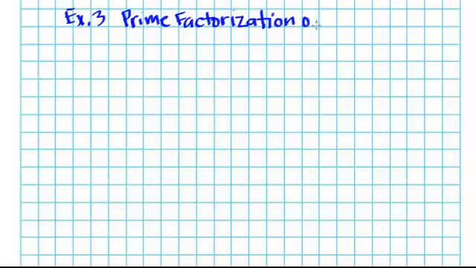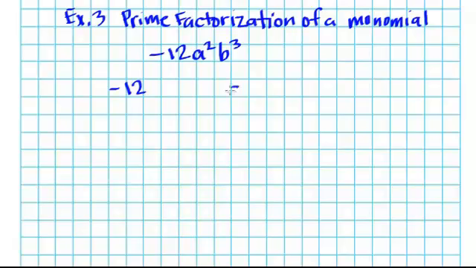Example number 3. Prime factorization of a monomial. I have the monomial negative 12 a squared b to the third. I have to factor out this monomial, so I'm going to split it up. I have negative 12, I have a squared, and then I have b to the third.